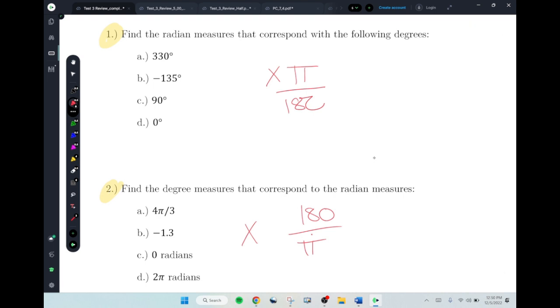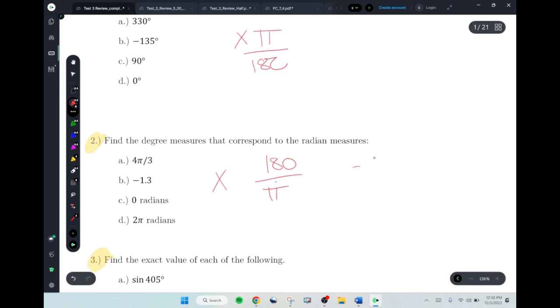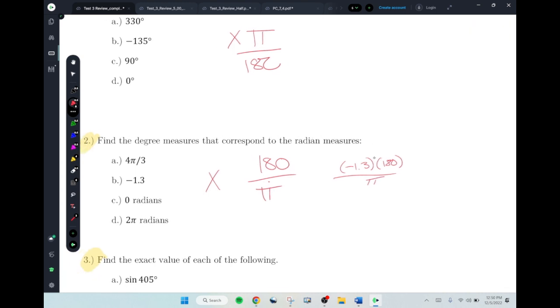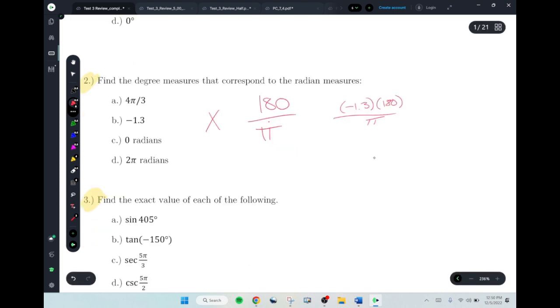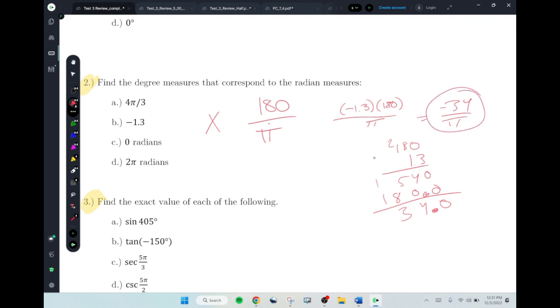Really? 2b? Oh, negative 1.3 times 180 over pi, if you're not on calculator. If you want to be super extra, you can go 1.3 times 180, and then divide by 3.14, dropping this down to about negative 74. If you want to be extra, you can go negative 234 over pi. But if you wrote that, I'd give full credit.